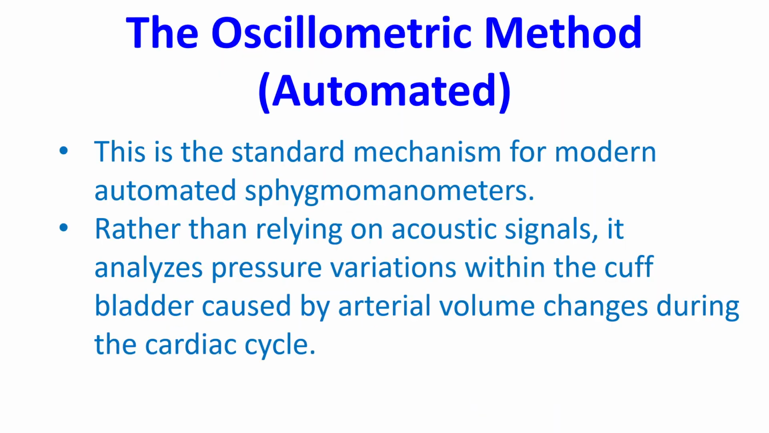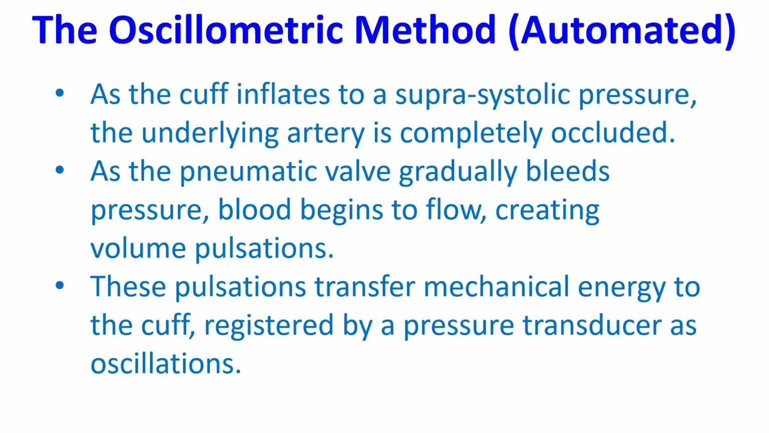The oscillometric method, automated. This is the standard mechanism for modern automated sphygmomanometers. Rather than relying on acoustic signals, it analyzes pressure variations within the cuff bladder caused by arterial volume changes during the cardiac cycle. As the cuff inflates to a suprasystolic pressure, the underlying artery is completely occluded.